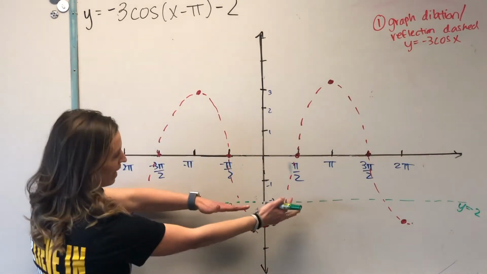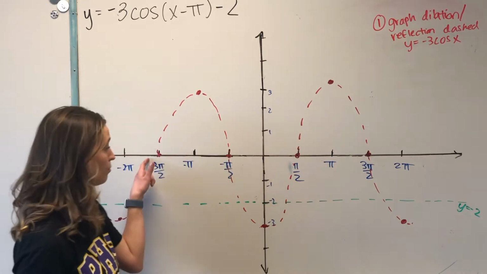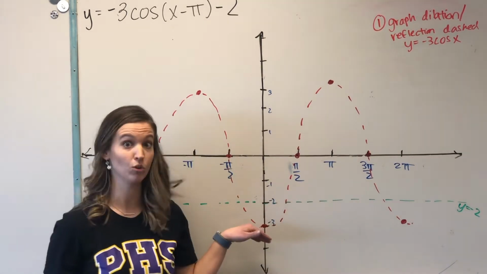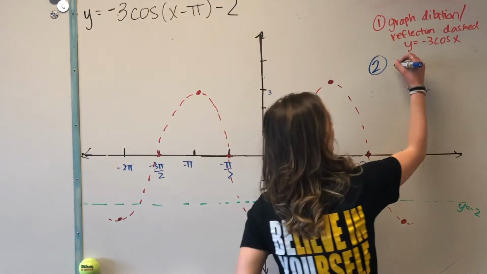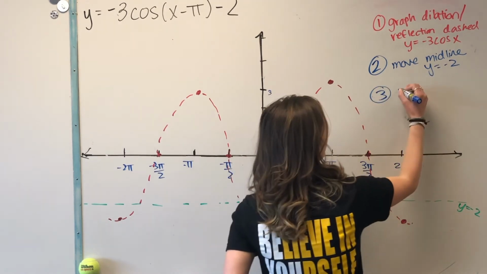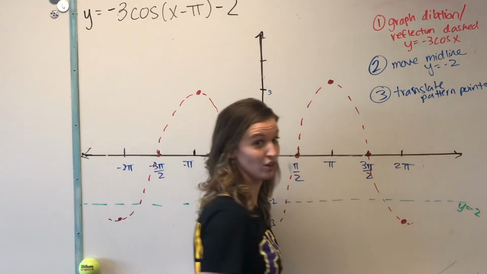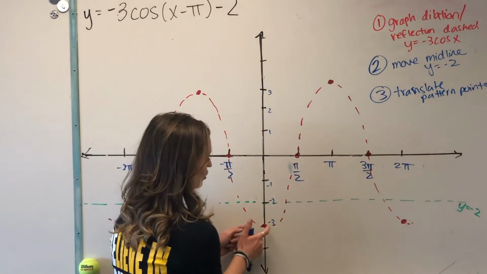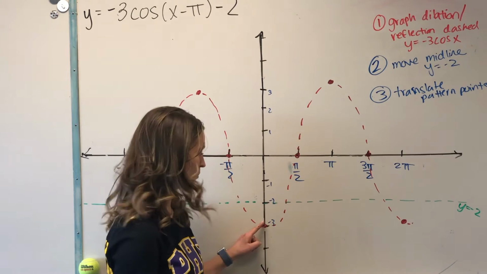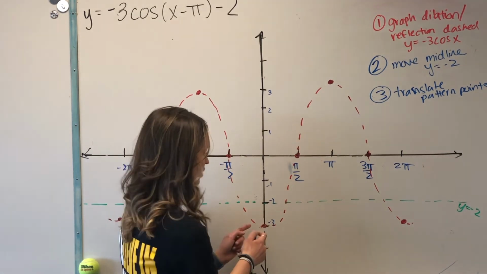All right, so this will be my anchor. So all my points that are on the old midline should end up being somewhere on my new midline. So step 2, we move to the midline. Step 3 is going to be to shift or translate our pattern points. All right, you ready? So this was the original pattern point I graphed, so I'm gonna start moving from right there. And then remember, I'm gonna check them off every time I move them.